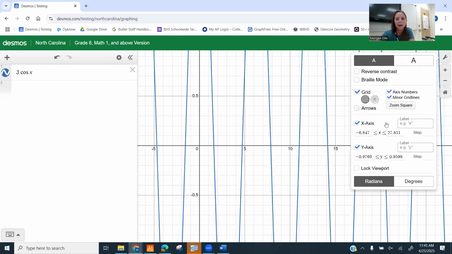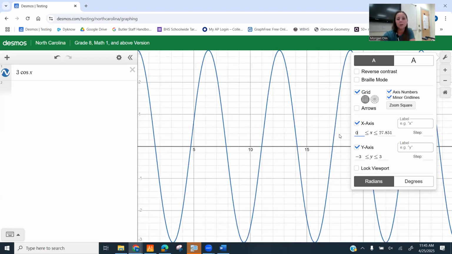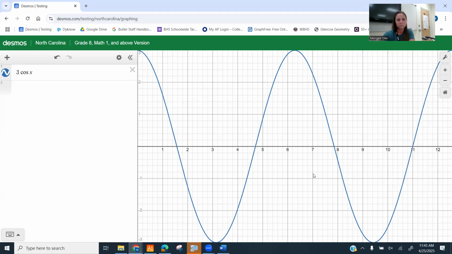Now that's a lot going on there. Again, we can change that. So here our y-axis went from -3 to 3. And really, if you go and look at your graph, it goes from 0 to 4 pi. All right, and did I do that right?